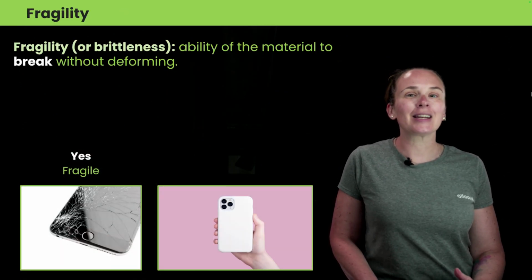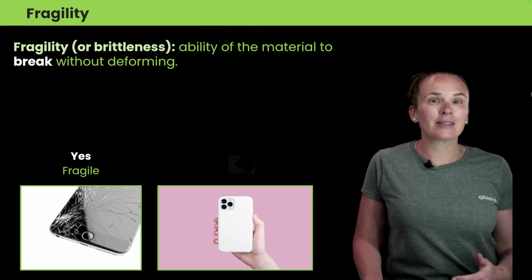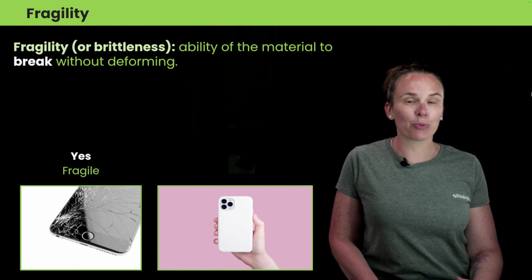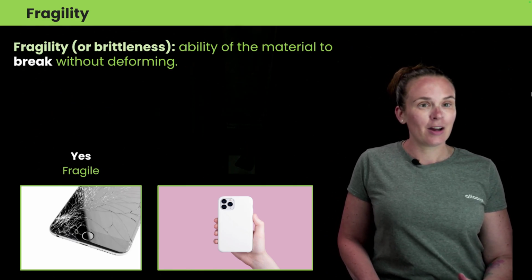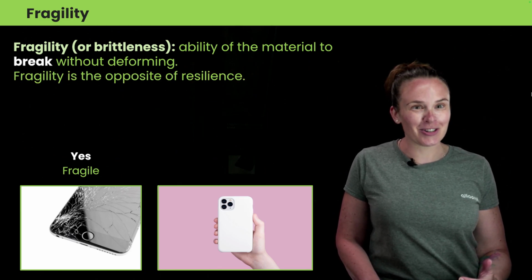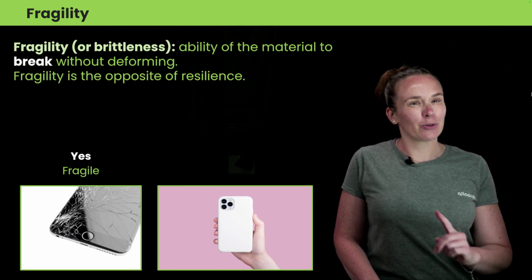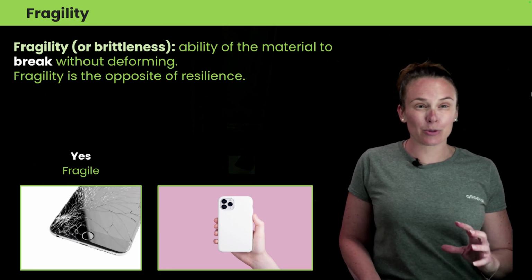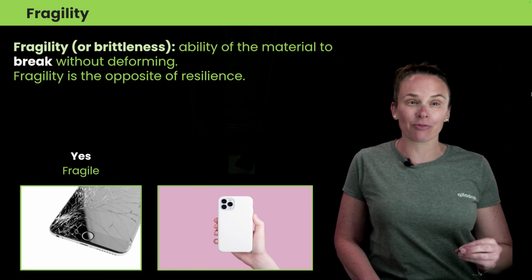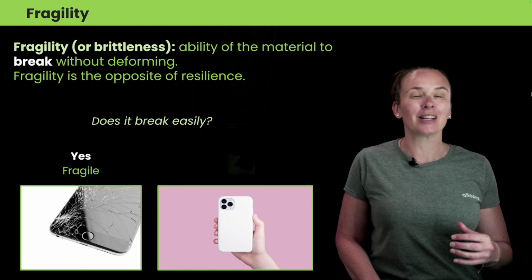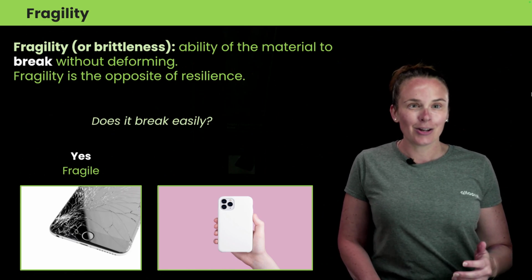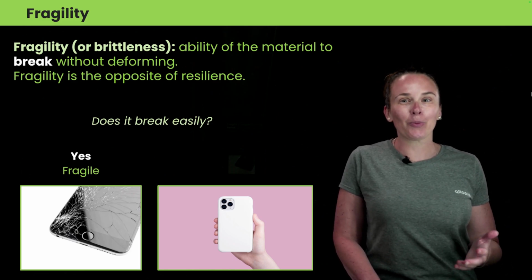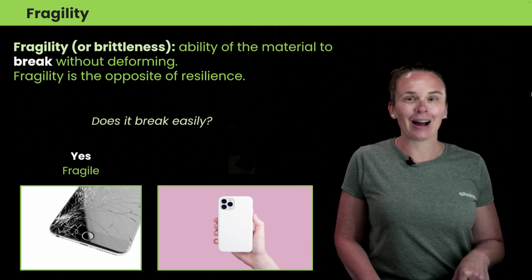Our next mechanical property that we're going to be exploring is fragility. And fragility or brittleness is the ability of the material to break without deforming. So we ask ourselves yet another question. Remember also that I forgot to mention, fragility is the opposite of resilience, right? So if something's resilient, it could withstand force. If something's fragile, we ask ourselves, does it break easily? So perfect example, we have our phone here. It is fragile.